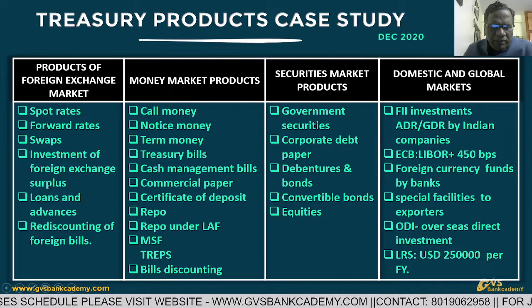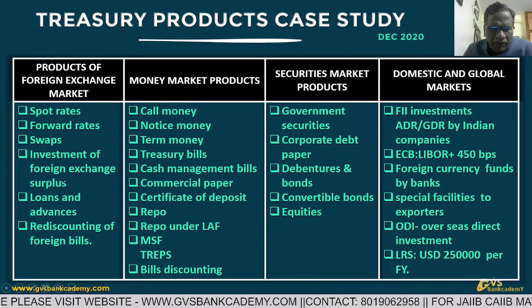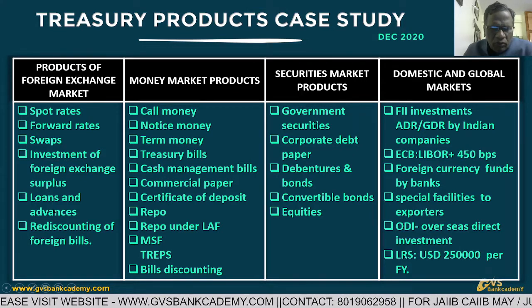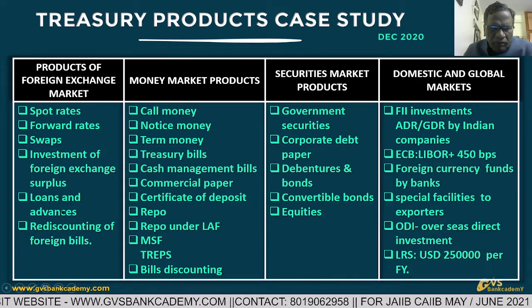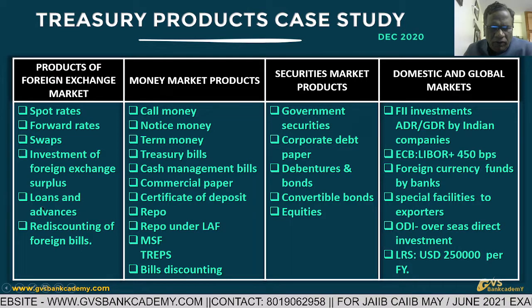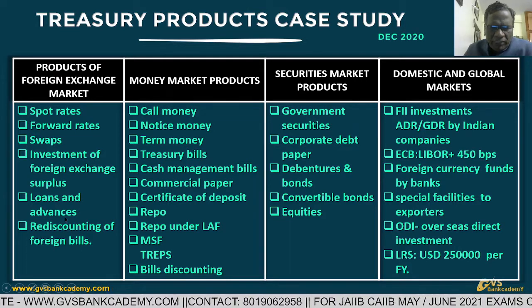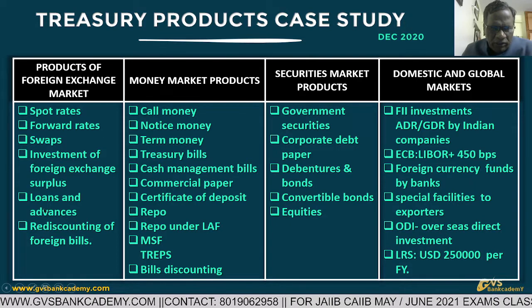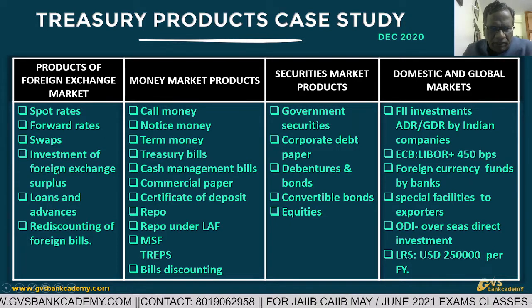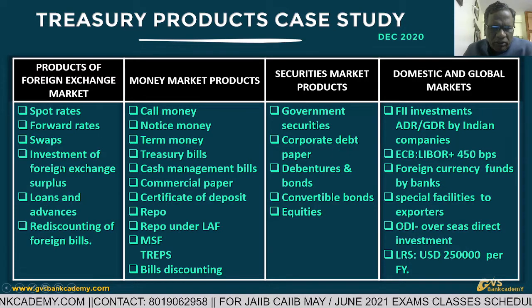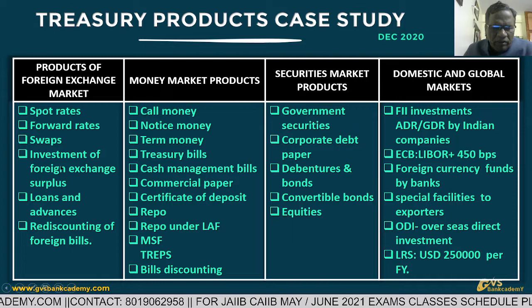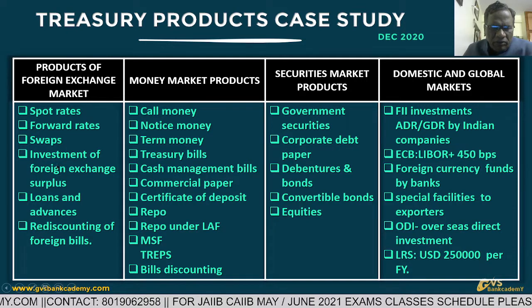Investments of foreign exchange surplus. If any bank has a surplus in foreign exchange, they will invest it, or give loans to exporters in the form of pre-shipment and post-shipment foreign currency loans and advances. First they will give loans and advances to exporters. If surplus remains, some banks also invest abroad.